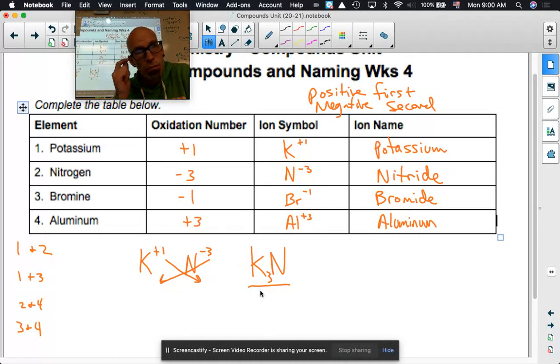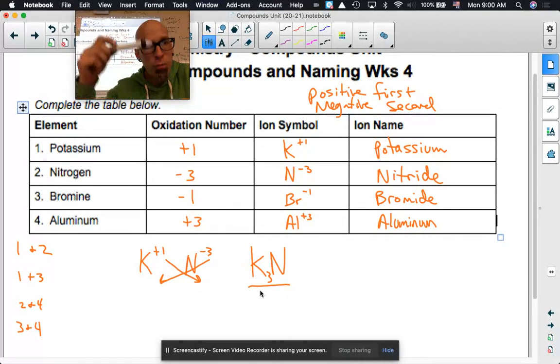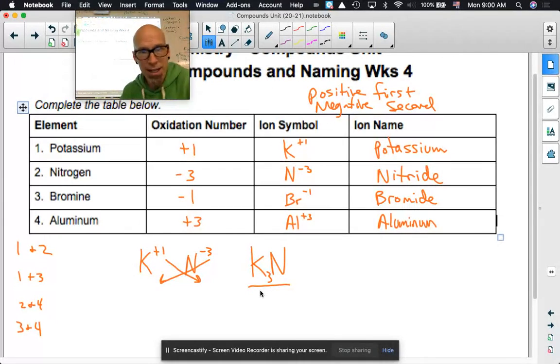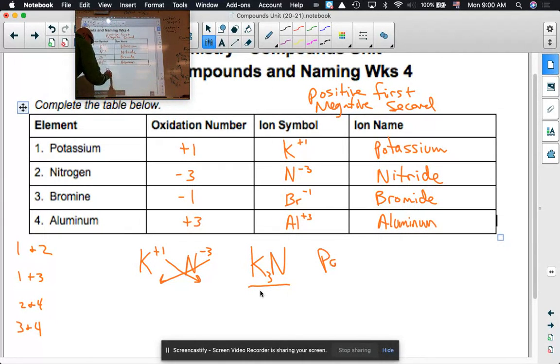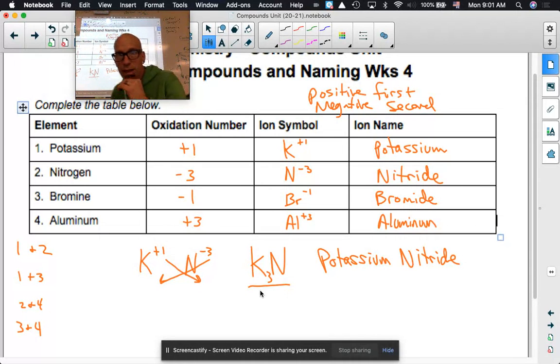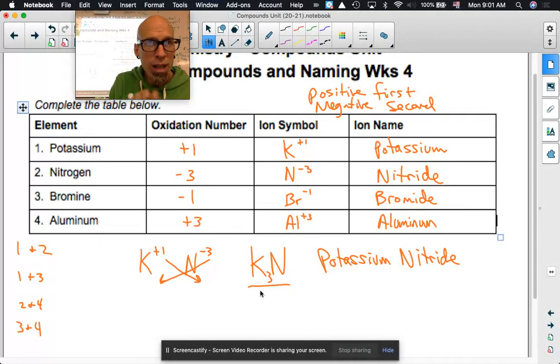Now, what's the name? If 1 and 2 combine to form a compound, then the name is literally just the name of the ions. It's potassium nitride. That would be the name of K3N. Formula is K3N. Name is potassium nitride.